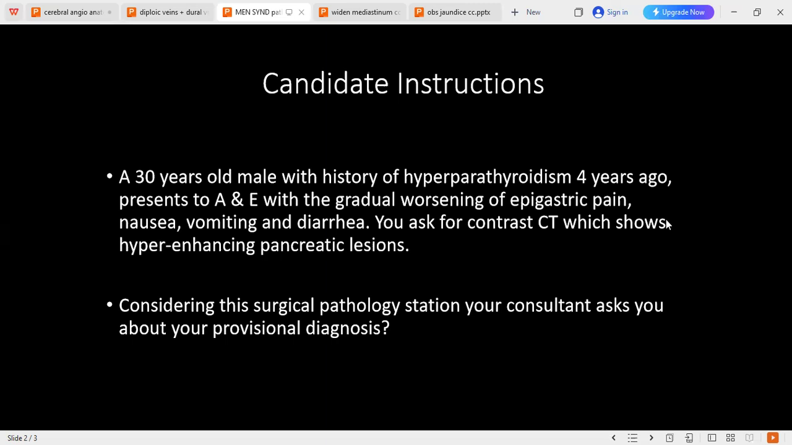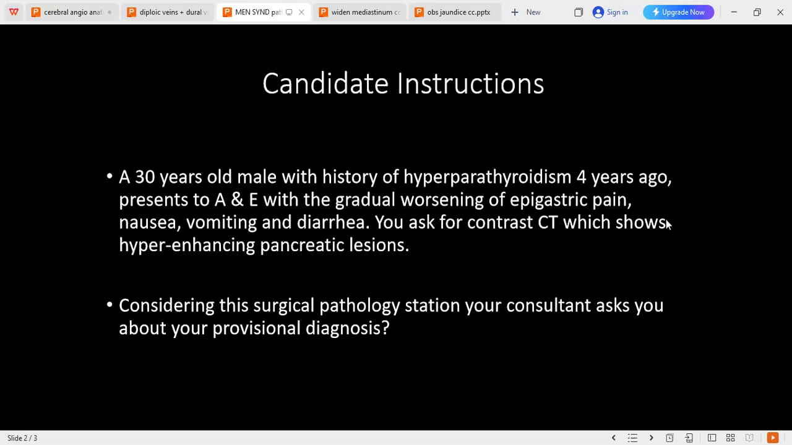Hyperplasia is a non-malignant pathology of any tissue which causes proliferation of cells and increase, enlargement of cells, which occurs in response to stimuli. Very good. How many parathyroid glands could be affected in MEN 1 syndrome? In MEN 1 syndrome, all four glands are affected.